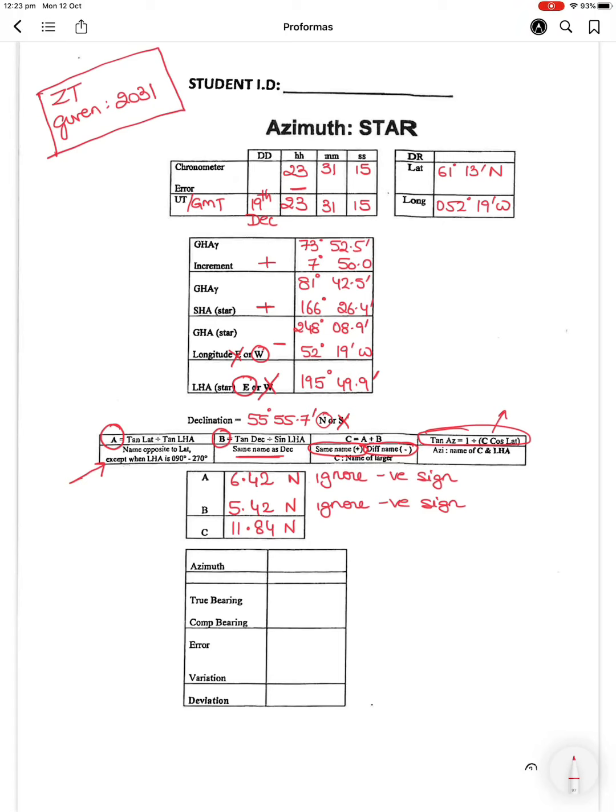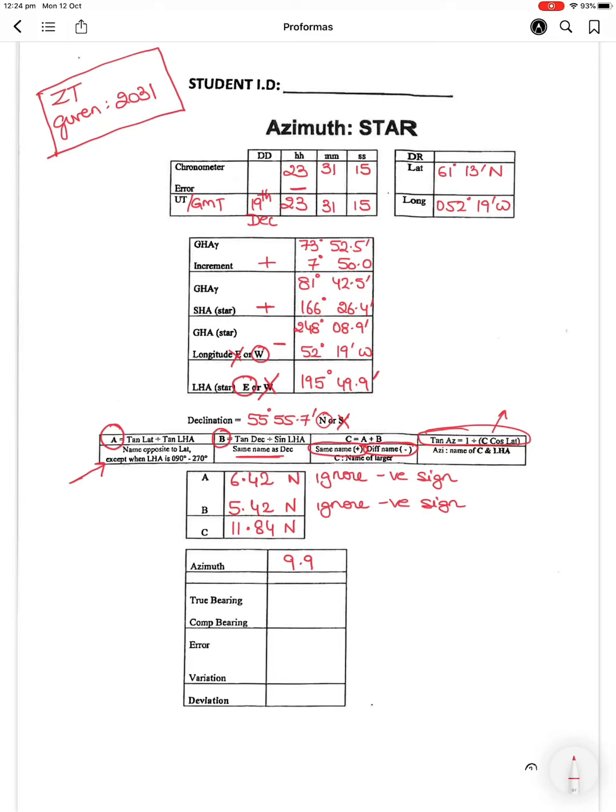Now don't forget that c times cos of latitude here is in brackets, in parentheses. In your calculator, do not put 1 divided by c times cos of lat. You have to include the bracket, otherwise you will get the wrong value. So 1 divided by bracket c times cos lat, bracket closed, and you will get the tan azimuth. Then azimuth equals tan inverse of the value. The answer that you should be getting should be somewhere close to 9.9.